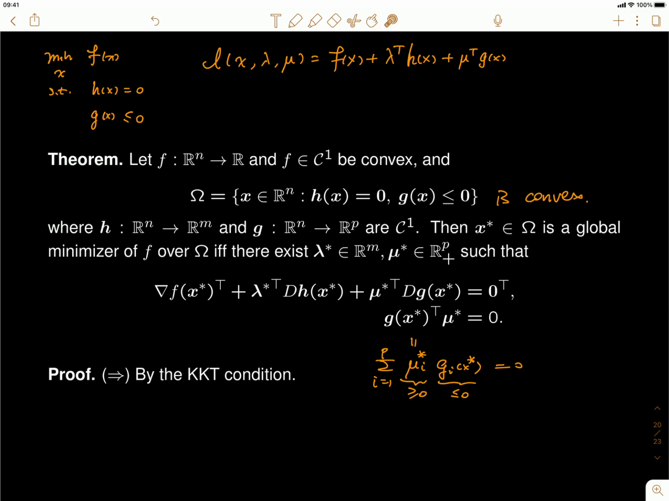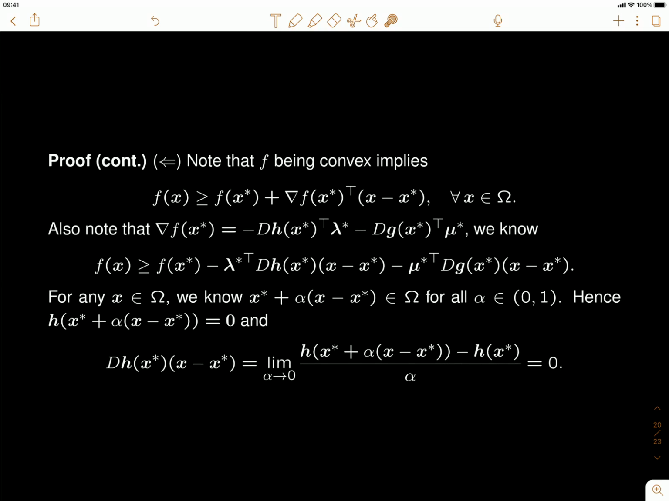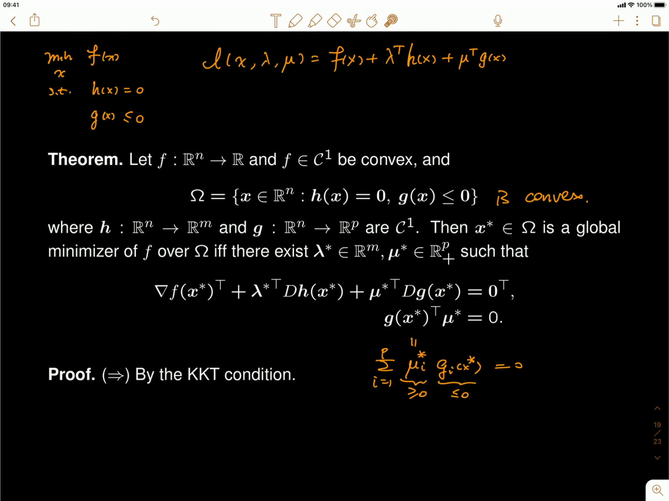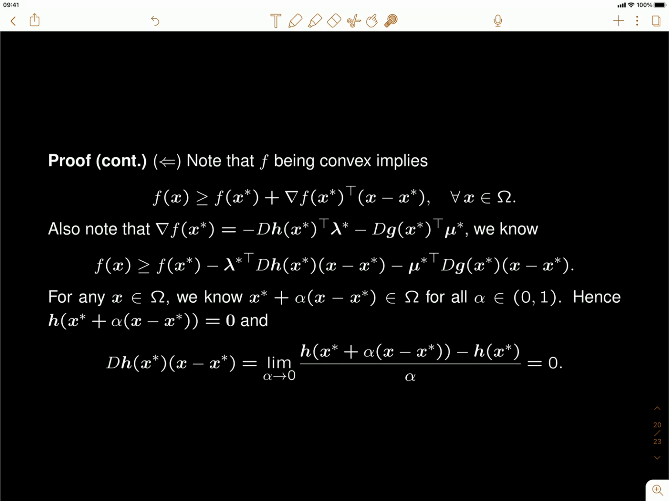And then here, what we're trying to do is to show the other direction. Suppose the KKT condition holds. Can we show that the point x star is a global minimizer? Okay. Suppose the KKT condition holds. In other words, suppose the x star satisfies the following property, that there exists some lambda star and a non-negative vector mu star such that this holds, and x star is in the feasible set here, then can we claim that x star is a global minimizer? Okay, so this is what we're trying to do here.